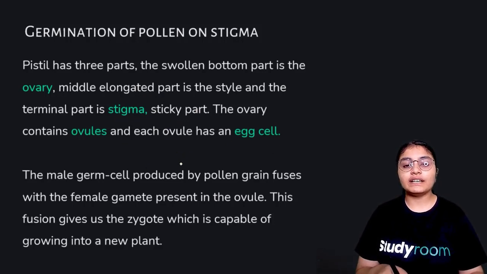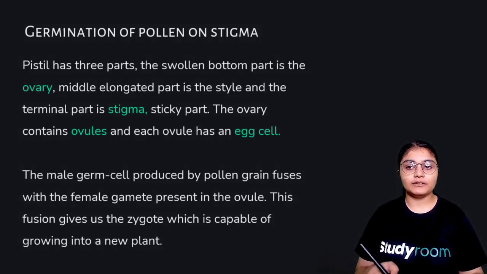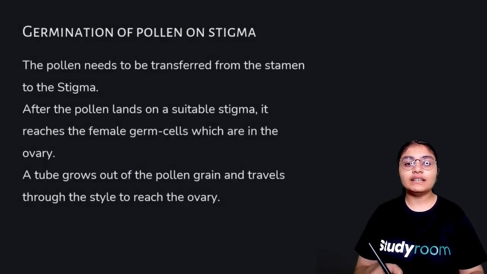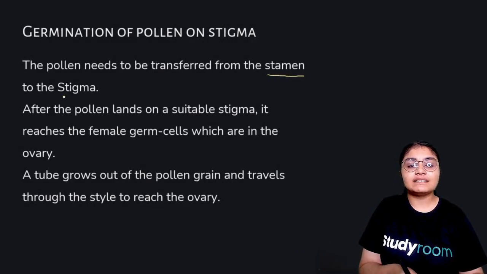And the ovary contains ovules and each ovule has an egg cell, right? The male germ cell produced by the pollen grain fuses with the female gamete present in the ovule. This fusion gives us the zygote, which is capable of growing into a new plant. The pollen needs to be transferred from the stamen to the stigma. Okay, the stamen is the male reproductive part and the stigma is the upper portion of the female reproductive part, or the upper portion of the pistil, right?